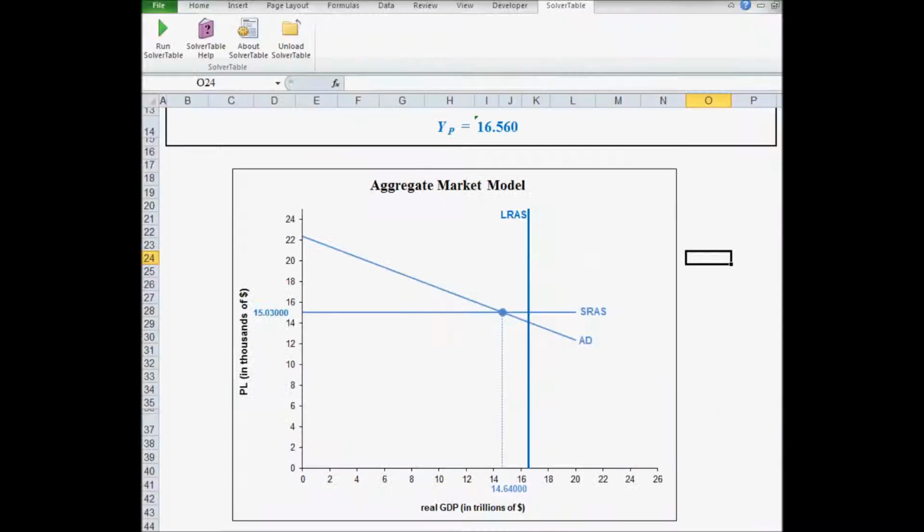The price level is also determined at this equilibrium. And because the short-run aggregate supply curve is perfectly elastic, the price level is actually equal to the intercept of short-run aggregate supply.